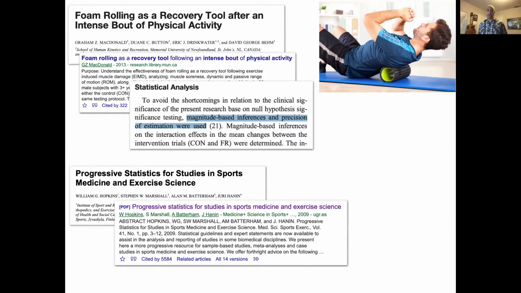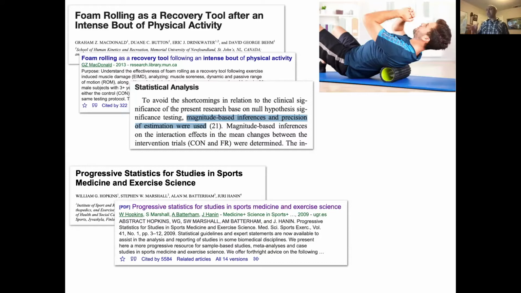Now, here's the thing, right? What MBI does is it ostensibly compares the risk that an intervention causes harm with the chance that it benefits an athlete. It does this cost-benefit analysis, and if it's likely enough that there's actually a benefit and not harm, then it says there is a significant or a substantial effect.